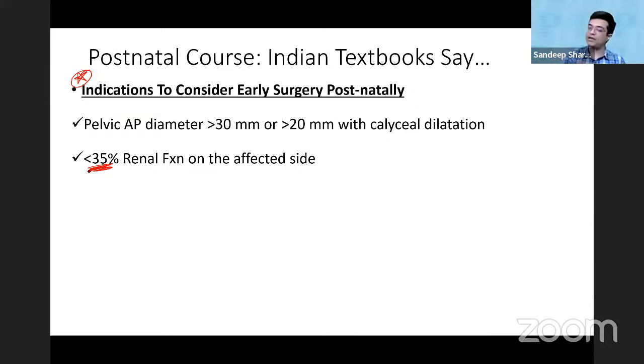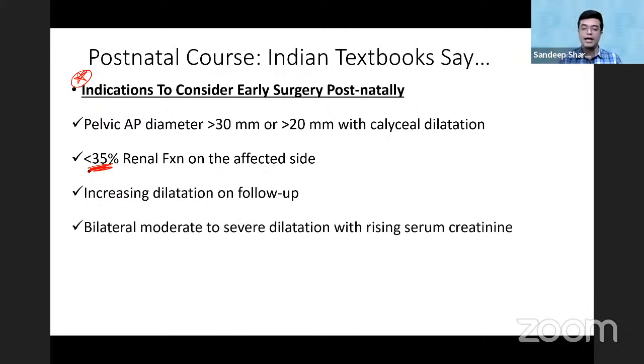So less than 35% renal function on the affected side. That is why you need to do renal function testing. You will need to do a MAG3 scan. Third, increasing dilatation: if it is present, you will follow up. Normally, dilatation should resolve. But if you are following up and dilatation is paradoxically increasing, you need to do surgery. And fourth, bilateral moderate to severe dilatation with rising serum creatinine. If serum creatinine is rising, you need to consider early surgery. Finally, obstruction of a solitary kidney, a single kidney: you cannot take chances. You will consider early surgery in the patient.